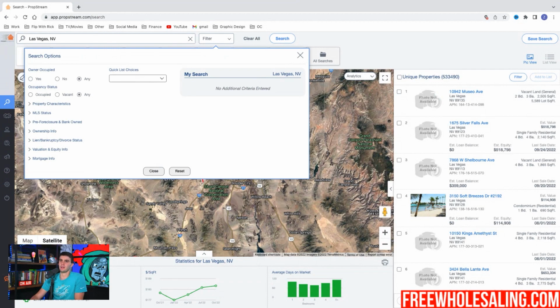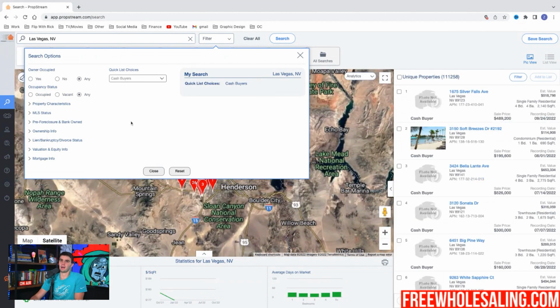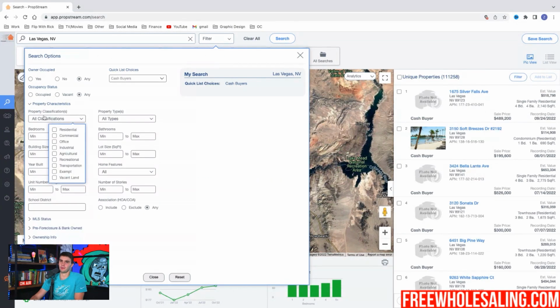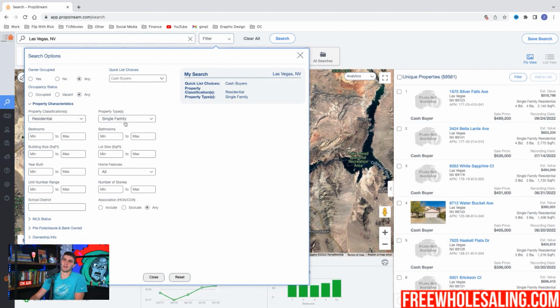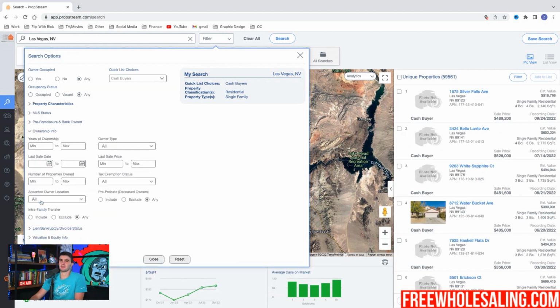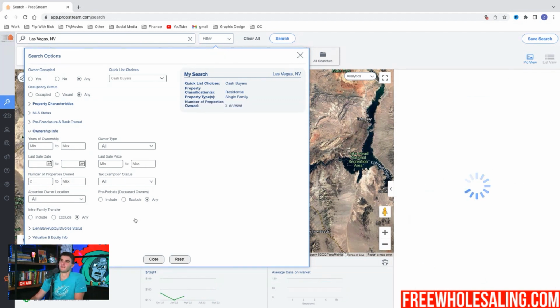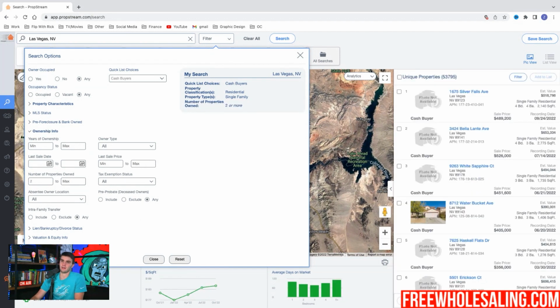All you got to do is go to cash buyers. And then from there, I can do property characteristics. I want residential real estate, single family houses, right? I can add multifamily, but let's just do single family for now. I don't really care about MLS. Years of ownership doesn't really matter. Owner type, I can do individual, but I don't think that matters too much. Number of properties owned, minimum 2. That's one I've found a lot of people like a lot. That person had to own at least 2 properties.